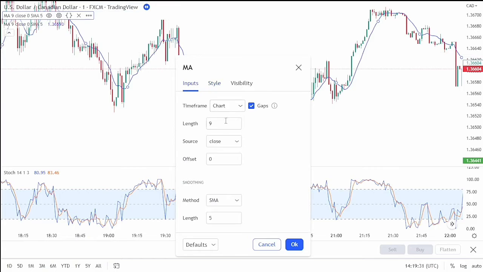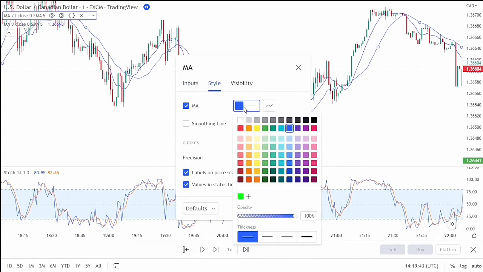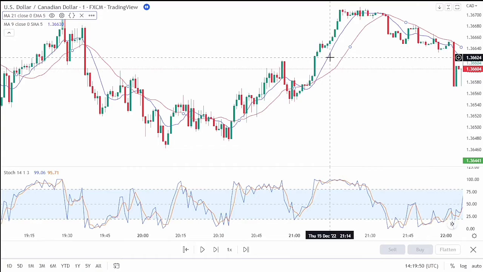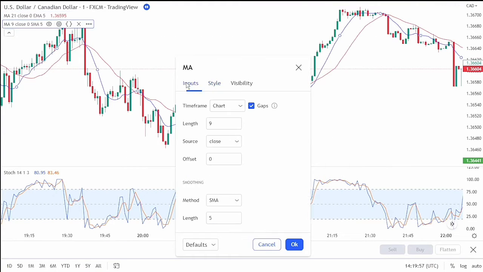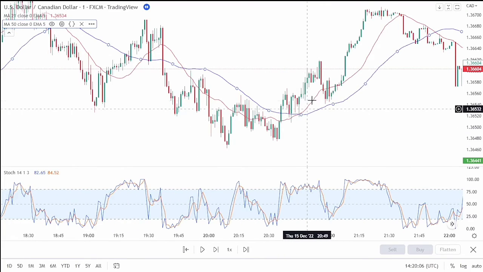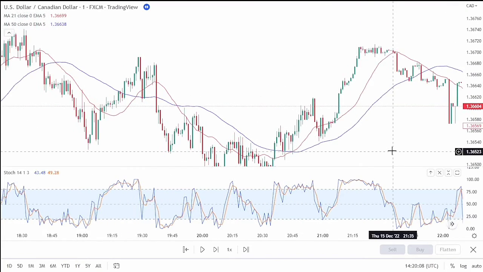So let's set the settings of this. For the input, we go to 21. This is an exponential moving average, and I'm going to make sure the color is red on this one, and then I'll click OK. Now we have the 21 EMA right here, so we need to change this blue one into the 50 EMA. So click on settings, then click on length, put 50, and change to EMA. The 21 EMA reacts a little bit faster than the 50 EMA, right?